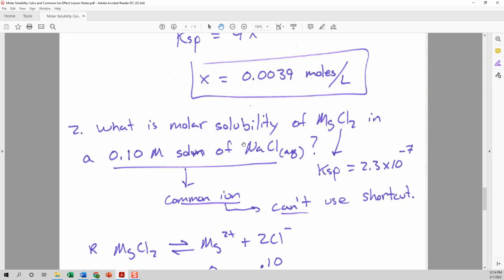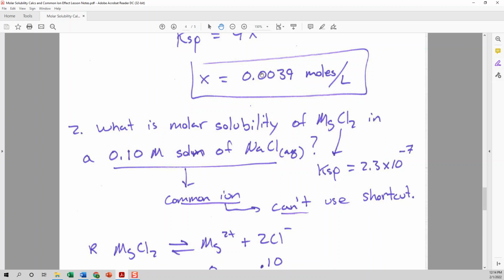But we can follow the same process. We'll make a rice chart, get our equilibrium concentrations in terms of x, plug them into the expression, set it equal to the KSP, and solve for x. And the answer will be our molar solubility. The other thing to note is we should be expecting a number smaller than 0.0039, because this is the molar solubility in pure water, and we know in the presence of the common ion, the solubility of magnesium chloride will decrease.